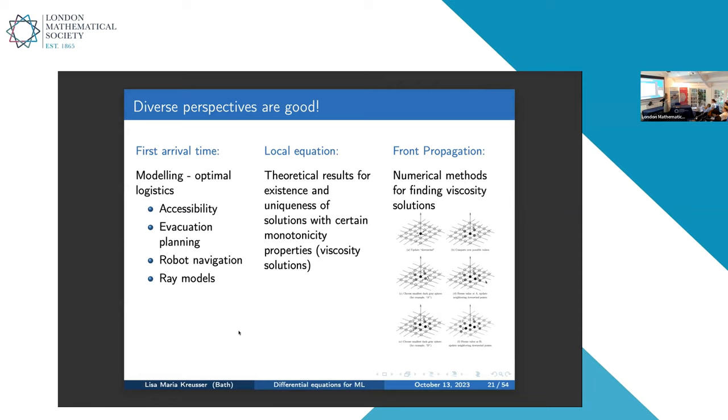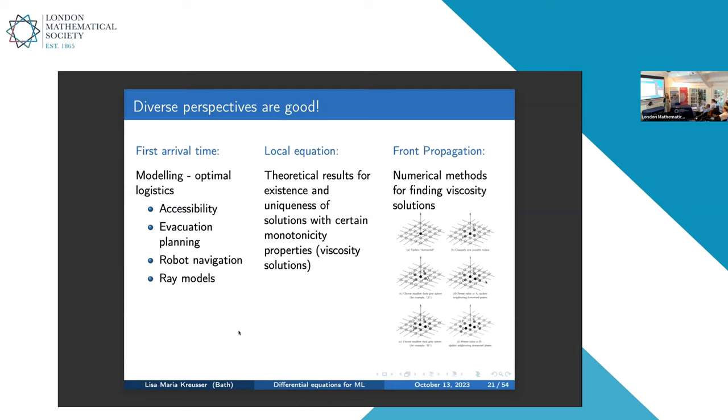And last but not least, the front propagation models, which are based on how waves propagate in a given domain, are very useful for developing numerical methods and for finding viscosity solutions. And so this raises the question: having all these methods and models already developed in the continuum setting, what can we actually transfer to the discrete setting, like the graph-based setting?